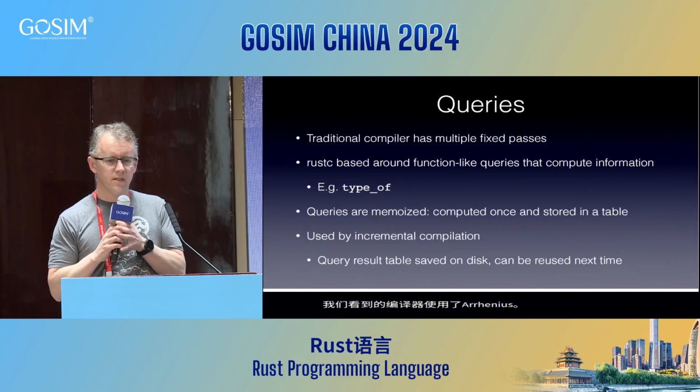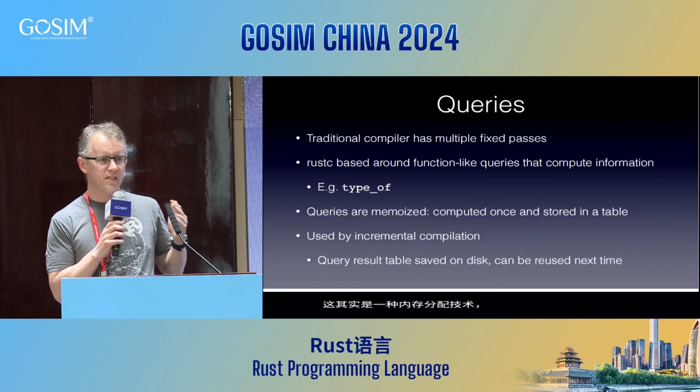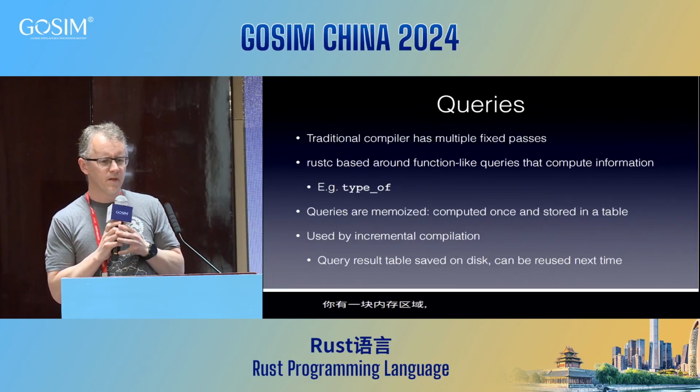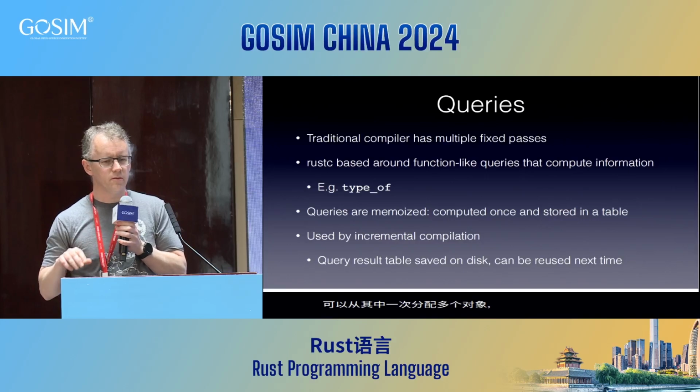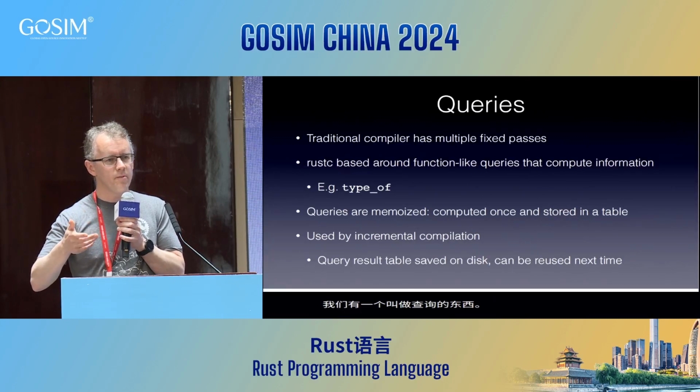Another thing of note is that we have something called queries. So in a traditional compiler, you have multiple fixed passes, and it's a very rigid pipeline of operations. Rustc is a little more flexible. We have these function-like queries that compute various kinds of information. One example of a query is called type of, and it computes the type of something.